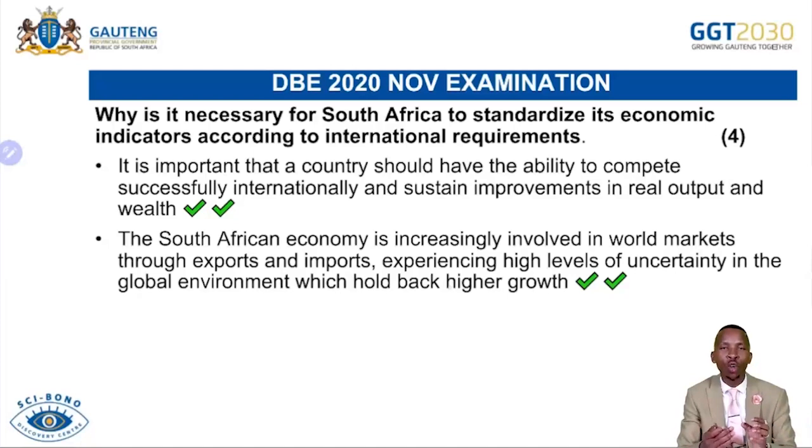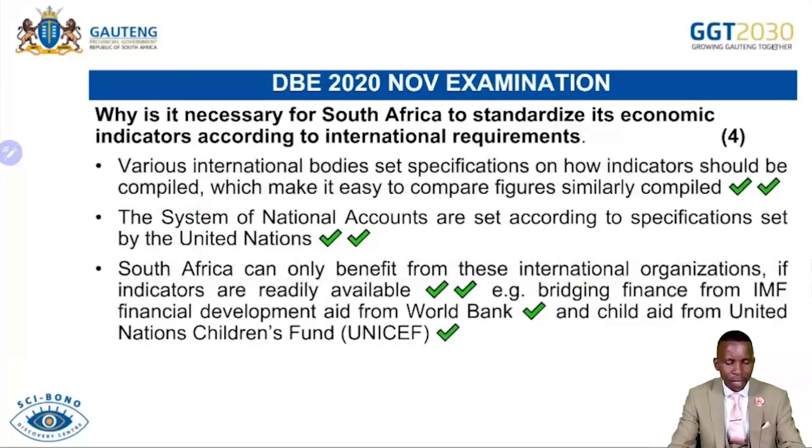So when they compile their social and economic indicators, they should always comply with the standard or the benchmark that has been set, so that it can be easy for them to be comparable abroad with other world countries, because they have been exposed to the global market in terms of exports and imports. And then various international organizations set specifications on how indicators should be compiled, which make it easy to compare similarly compiled figures. And then the System of National Accounts (SNA) is set according to the specifications set by the United Nations. South Africa can only benefit from these international organizations if indicators are readily available, e.g., bridging finance from the IMF, financial development aid from the World Bank, and child aid from the United Nations Children's Fund, which is UNICEF.